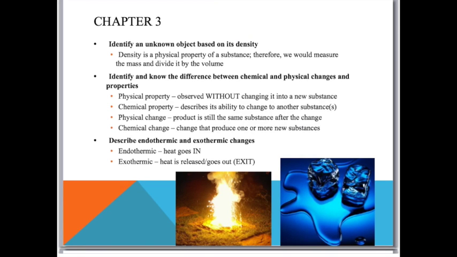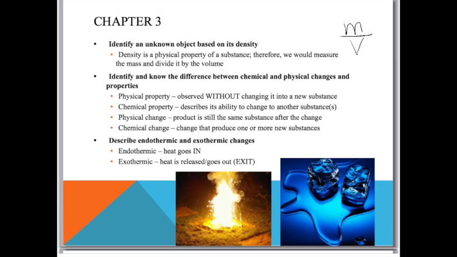Still in chapter 3 here, I'm going to identify an unknown object based on its density. And we have worked pretty extensively here with mass divided by volume. That is one formula that you will be expected to memorize on this test. Identify and know the difference between chemical and physical changes and properties. So we start with physical property. That's going to be observed without changing it into a new substance. A chemical property will describe its ability to change to another substance or substances. Sometimes, of course, we have multiple things produced. Physical change is a product still going to have the same substance after the change. Break a board, cut a piece of paper, etc. And you've got a chemical change. That's a change that's going to produce one or new substances.